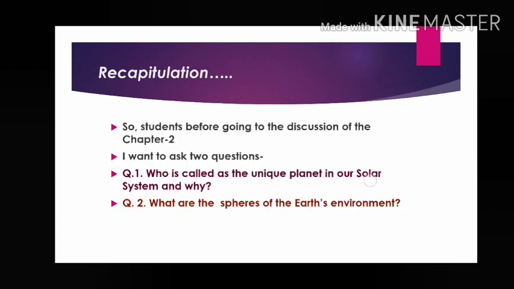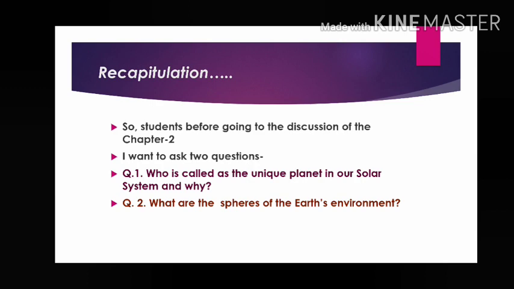So let's begin. Students, before going to the discussion of chapter 2, I want to ask two questions, only two questions. The first question is, who is called as the unique planet in our solar system and why? Already you read this in class 6 and I think your answer is ready. The answer is the Earth, our planet Earth. And why is it called a unique planet? Because it is the only planet where life exists.